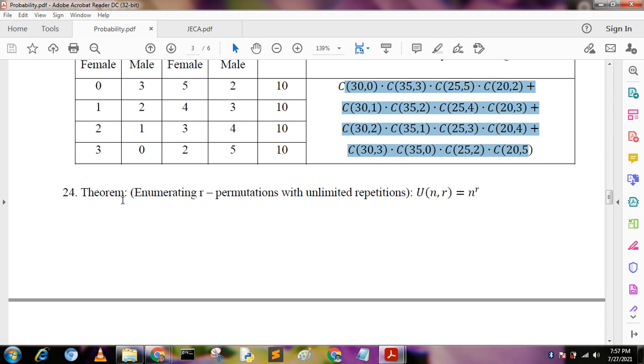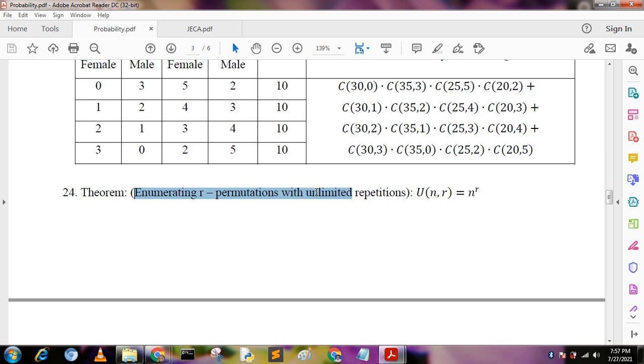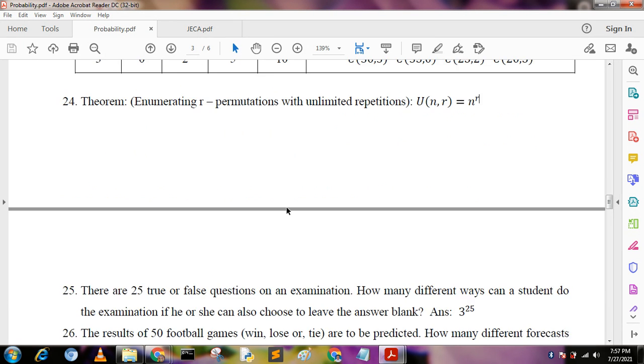Next, there is one theorem. Enumerating r-permutations with n unlimited repetitions. The formula becomes U(n,r) equals n to the power r. This is an important formula.